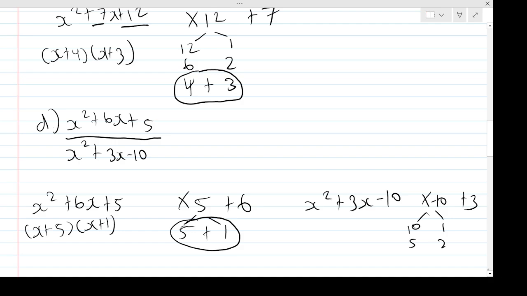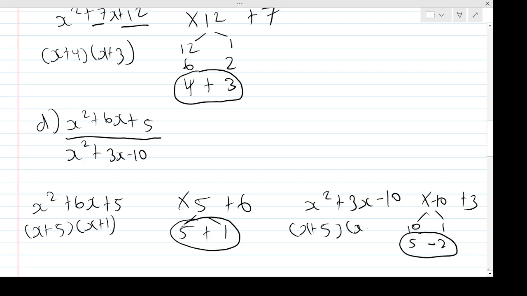Okay, but then I need to see what sign, which of 5 or 2 do I need to make negative, because here I need to times to get negative 10. So 5 take away 2 will get me 3, so minus 2 I think I should take. So 5 times minus 2 will be minus 10. So those are my factors there.